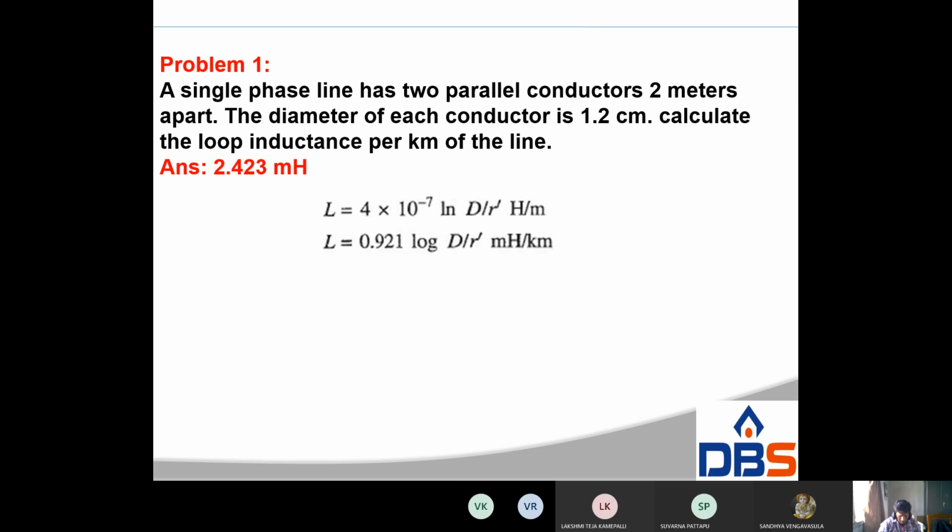So this is about flux linkage: internal flux linkage in a conductor, external flux linkage in a conductor, and the inductance of a single phase two wire system. Mainly they ask this type of problem: determine the loop inductance.